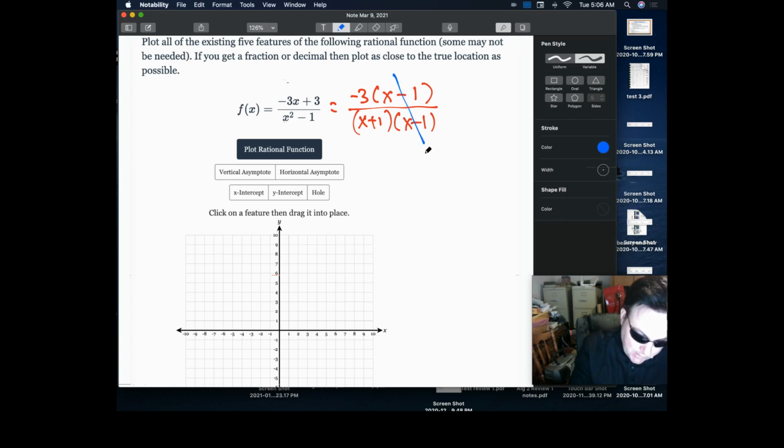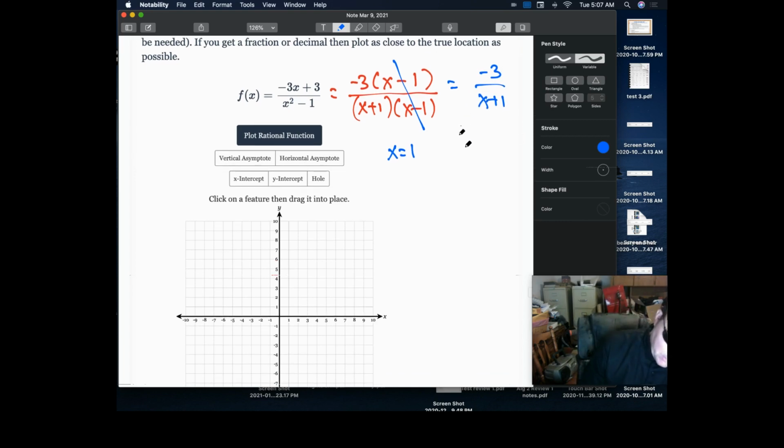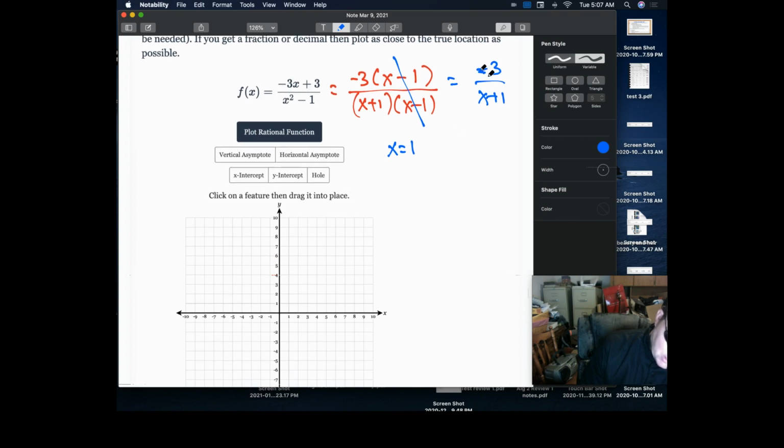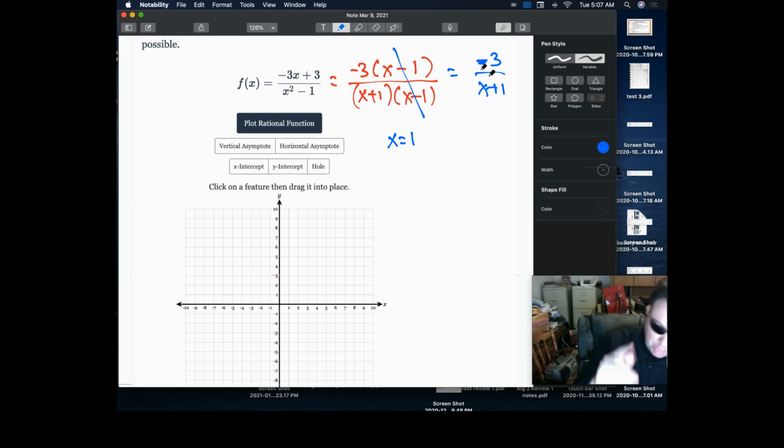X minus 1 will divide out, which instantly means I have a hole here at 1, and I'm going to be left with negative 3 over x plus 1. So this is very similar to the example I did earlier. What's different about this one versus the one earlier when I had the rational function, when I say rational function, I just mean 1 over x, that's what 1 over x is called, is that this is negative, so whereas the parent goes like this, because it's negative, these are flipping.